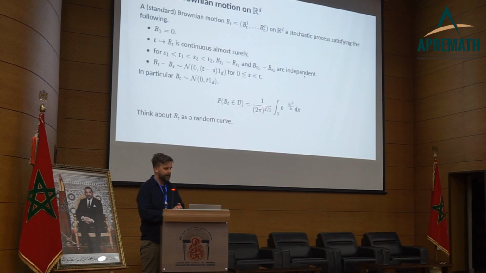So the defining properties of the Brownian motion are as follows. I'm doing the standardized one, so this one will start at 0. It will be a curve with continuous paths.